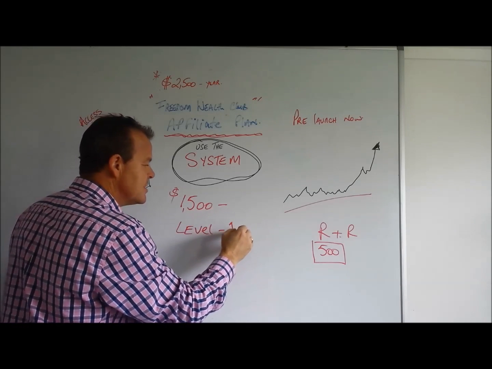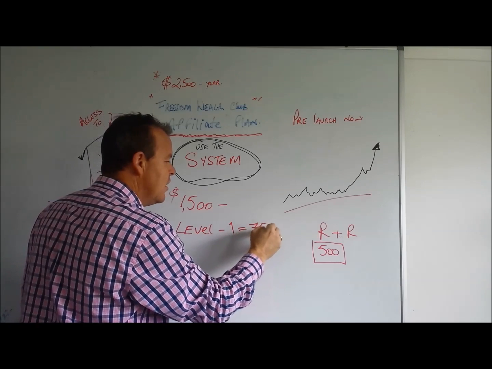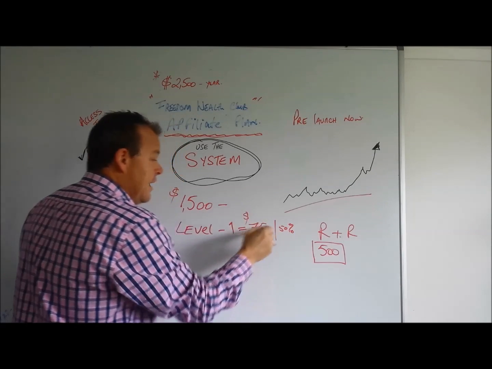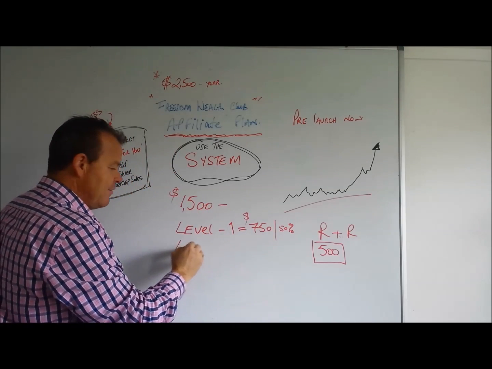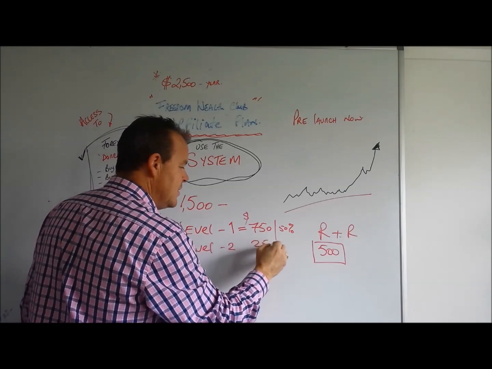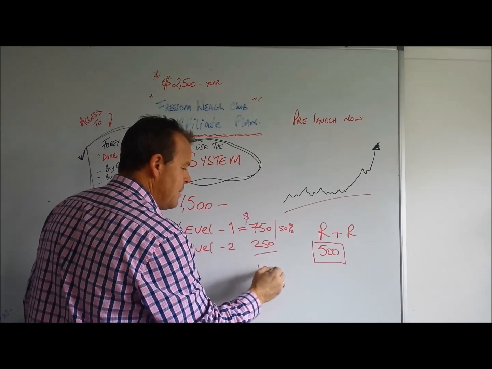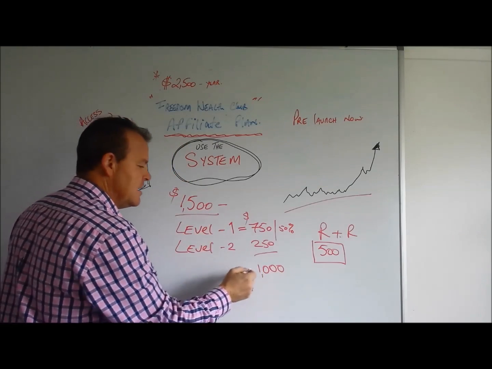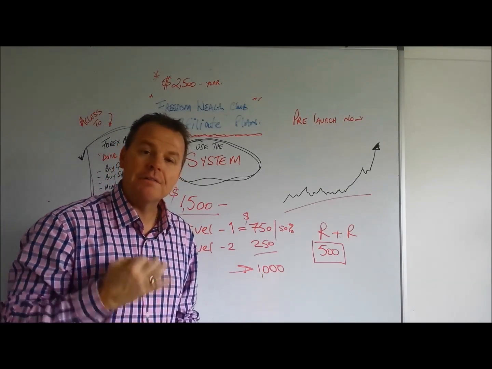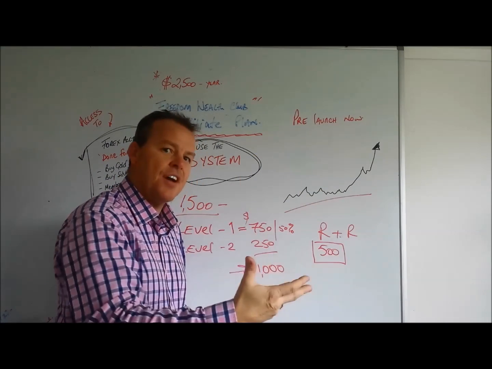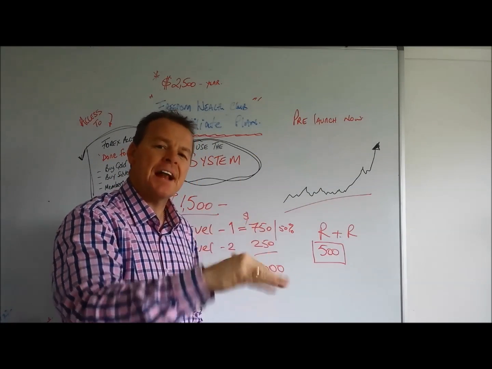Level 1 commissions are going to be $750 or 50%, right there. And then we're going to have level 2 commissions, if you've watched the videos, of $250. So we're actually paying out $1,000 commission. $1,500 comes in, and we're paying out $1,000 in commissions. The referral commissions.